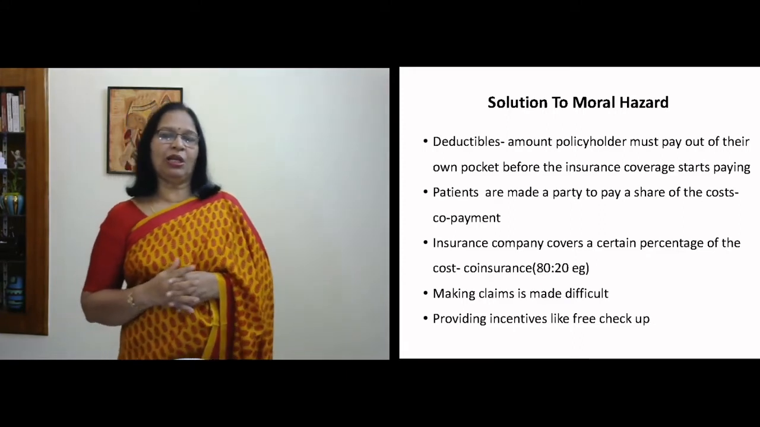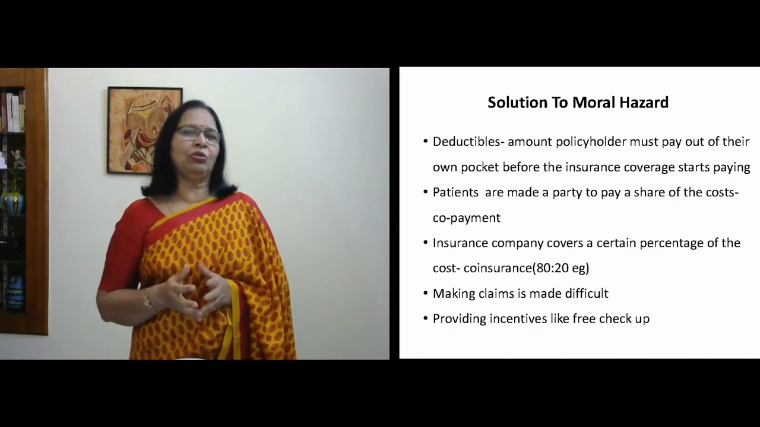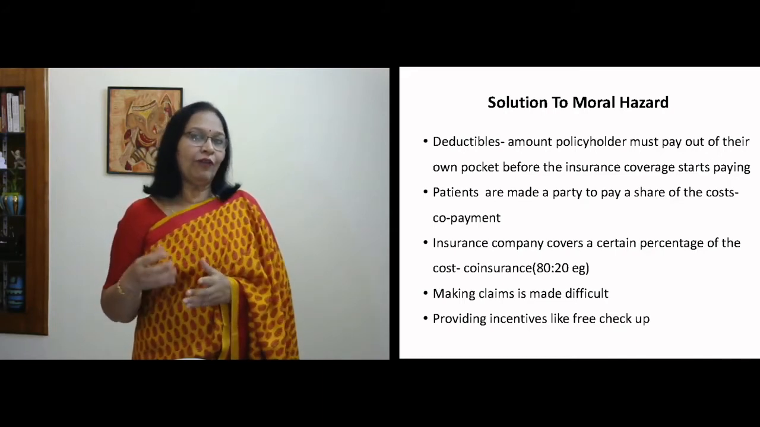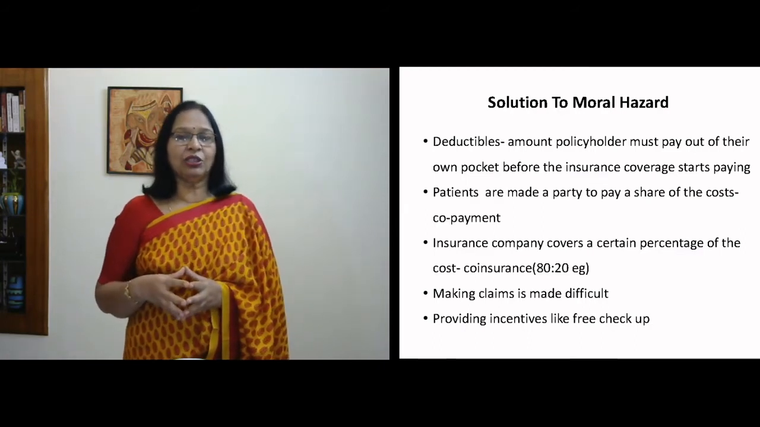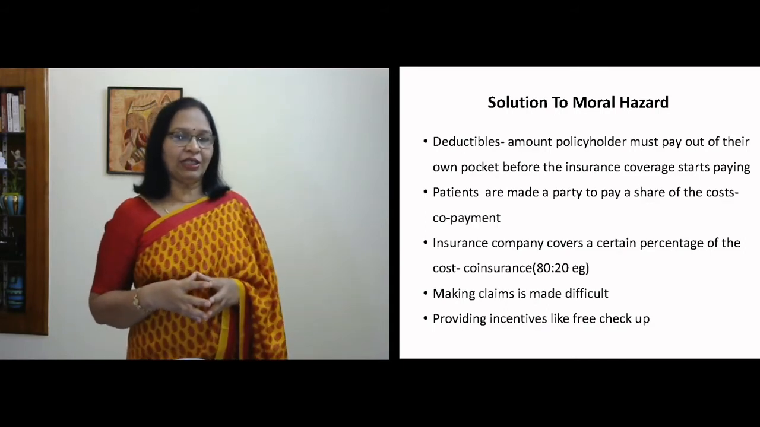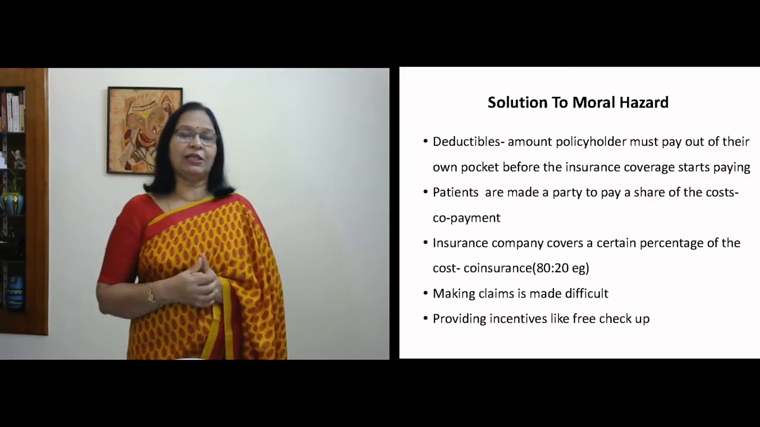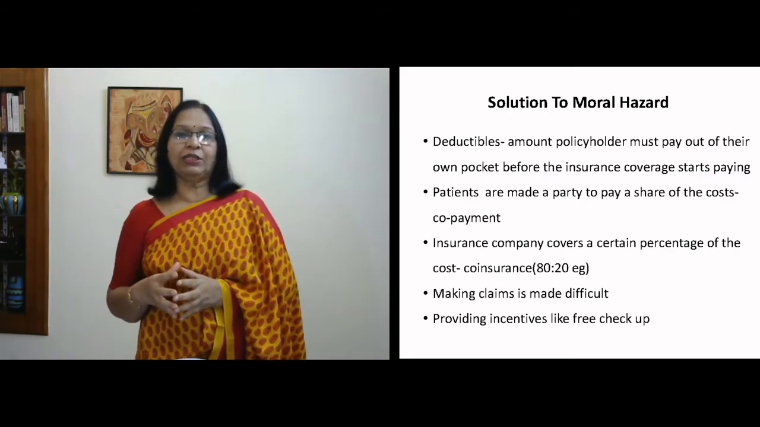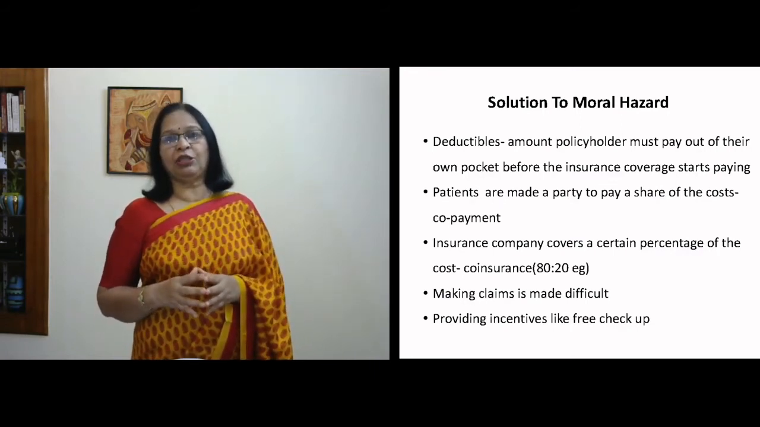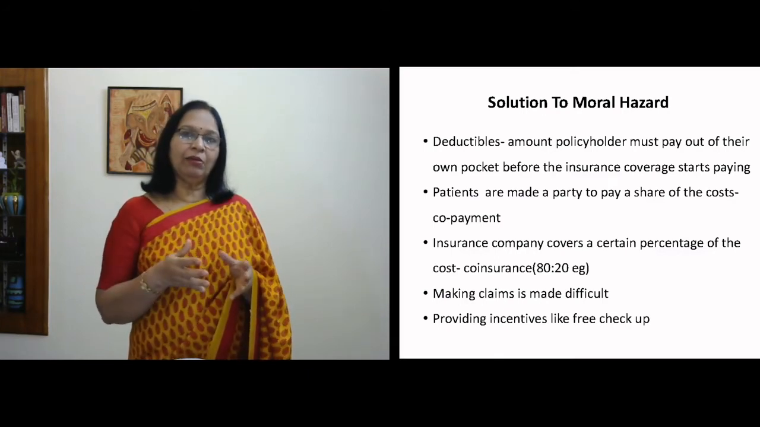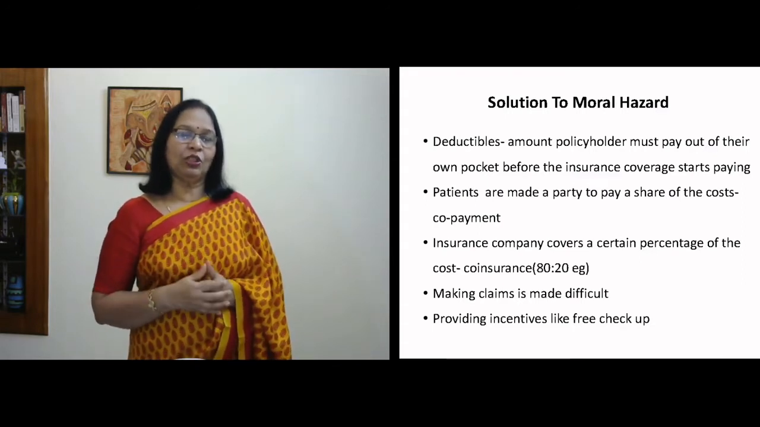What's the solution to this moral hazard? We know it is quite likely that because a person is insured, he or she may not want to take care of their health and may want to claim for every event that happens, claiming from the insurance company. What medical insurance companies have done to overcome this is to have deductibles. These are terms you will find in a medical insurance policy. Deductibles are the amount a policy holder may have to pay out of their own pocket before the insurance actually starts paying. So before the company starts paying for the very day-to-day requirements in the hospital, the person may have to pay, which is called the deductible.